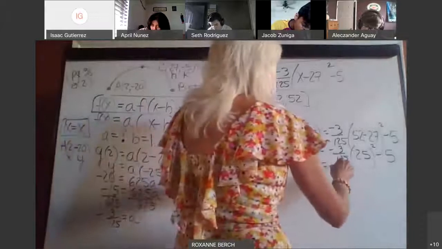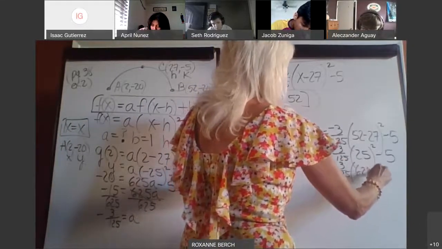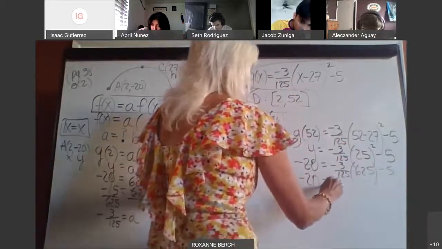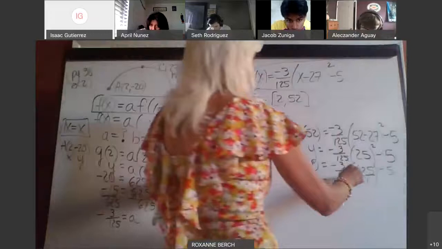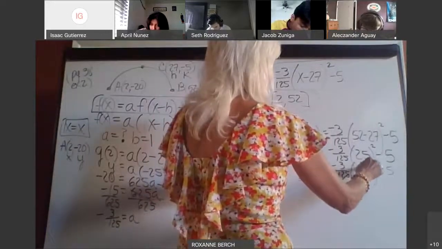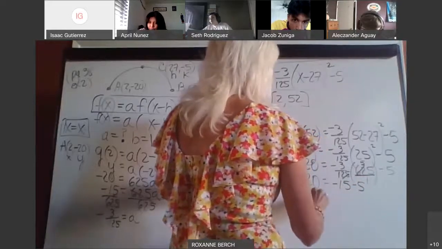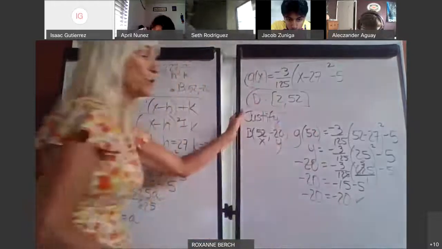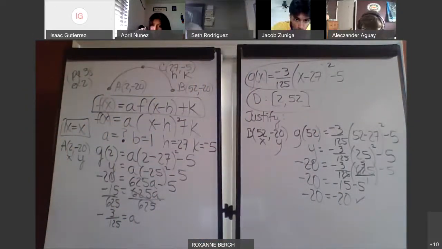So this ends up being negative 3 over 125 times 625 minus 5. So this is 625 over 1. So when you cross cancel, 125 goes into 625 5 times. So you get negative 15 minus 5. So negative 20 equals negative 20. So we did prove that this function does represent this graph.